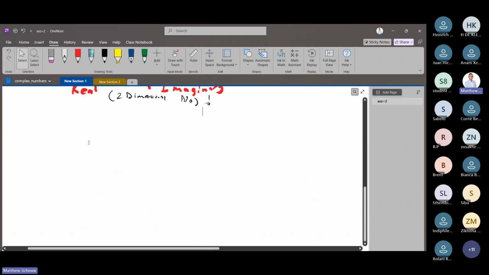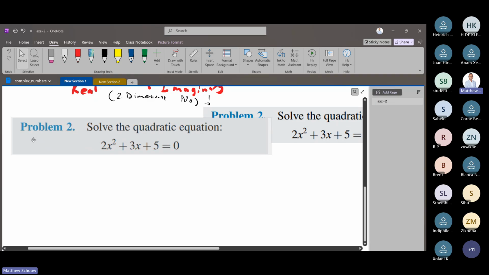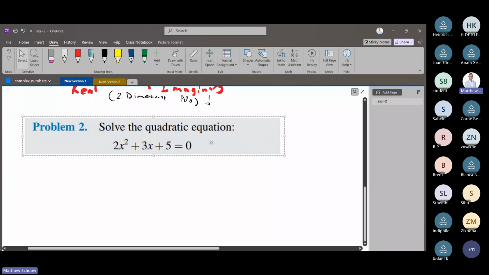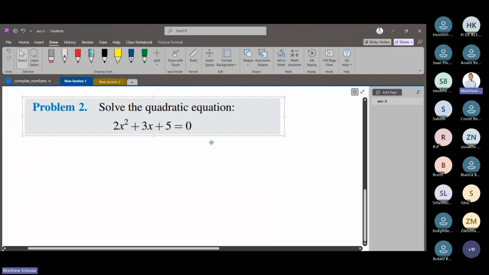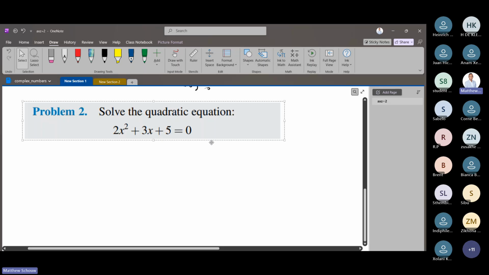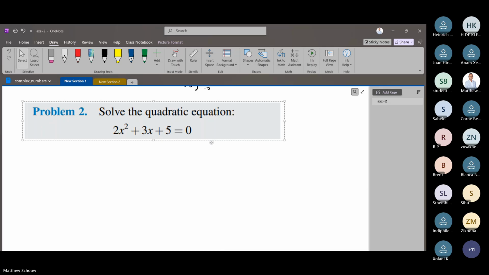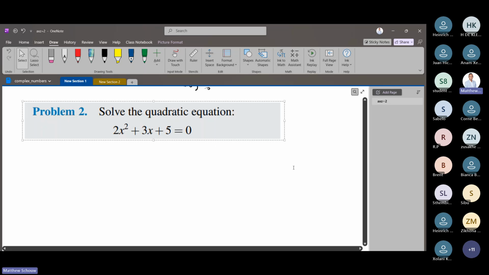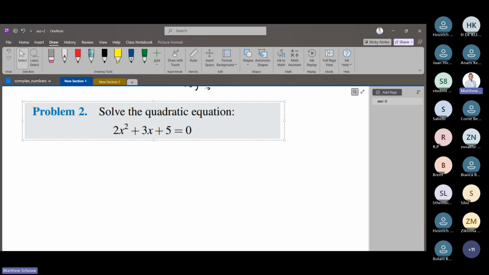Okay, just put it on here. So I want you to solve this quadratic equation. Remember, you're going to end up with complex roots. That's your standard stuff. Does everyone get the objective? Yes, sir. Okay, do it quickly. Then we'll move on to the next part.